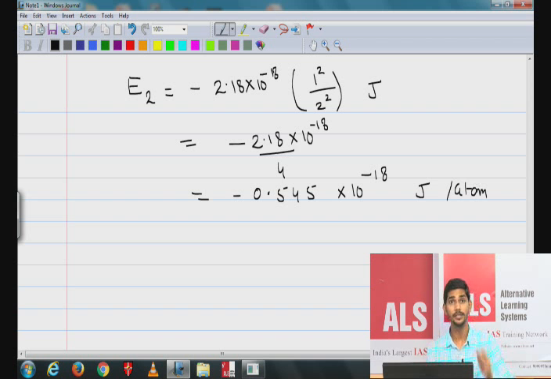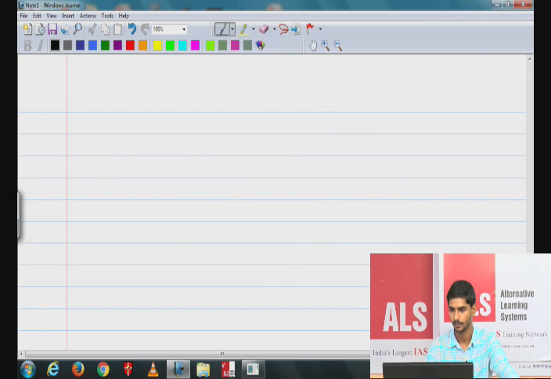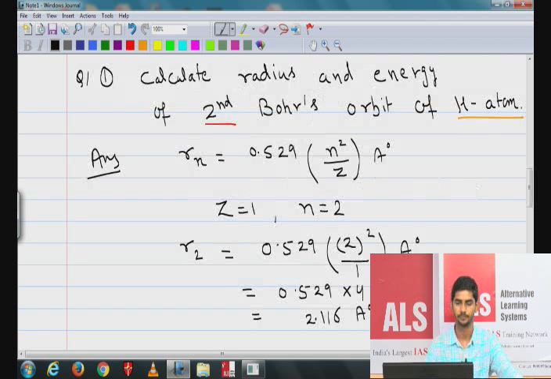Guys, has anybody got any doubt regarding these two parts? Shillong? Satna? Okay, so guys, now you can note it down.